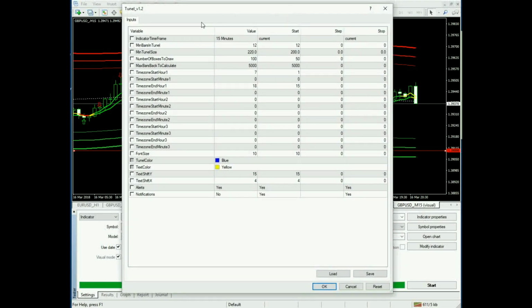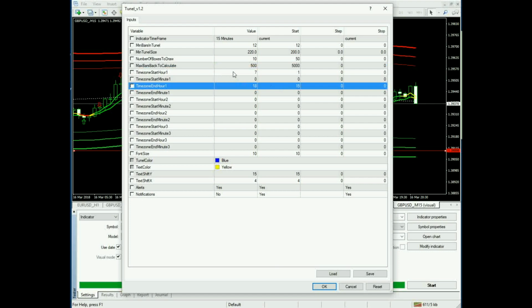This indicator, tunnel, is actually an indicator that is looking for a consolidation. On the 15-minute chart, I'm looking for 12 candles. It means 3 hours of consolidation, and the maximum size of the tunnel will be 220. It means 22 pips. Number of boxes to draw is 100, it can be 10, no problem, because we are not looking at many candles, we're just looking at one day.